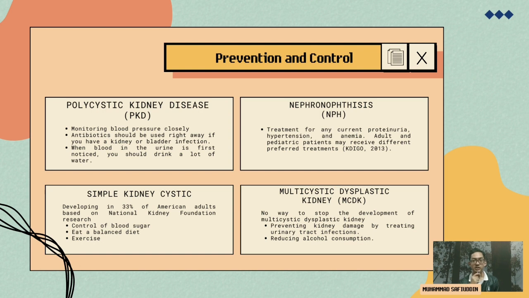Thirdly, simple kidney cyst disease, which has developed in 33% of American adults from diabetes, high blood pressure, heart disease, a family history of renal disease, and obesity, based on National Kidney Foundation research. However, you can lessen your risk of developing kidney disease by controlling blood sugar, eating a balanced diet, and exercising. Meanwhile, for multicystic dysplastic kidney or MCDK, there is no way to stop the development of the disease. However, there are additional precautions, consisting of preventing kidney damage by treating urinary tract infections and reducing alcohol consumption.